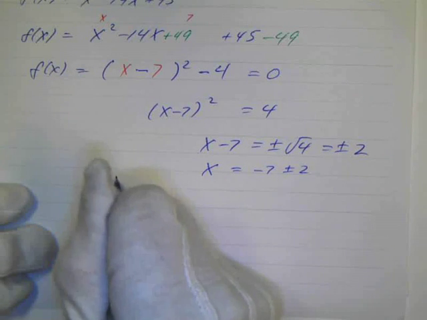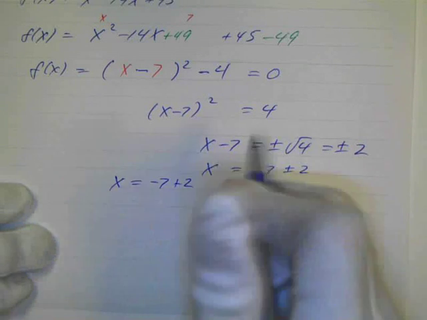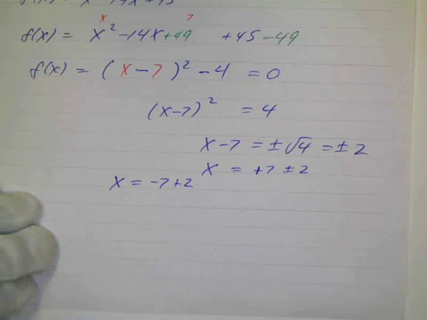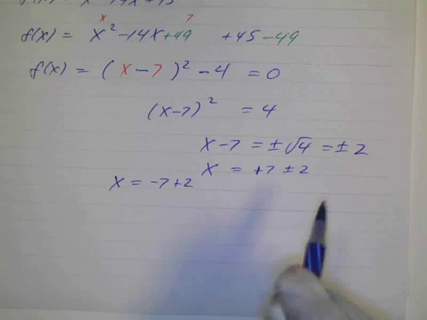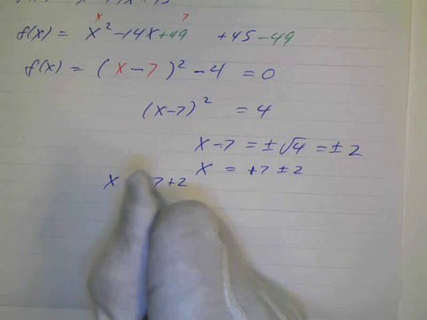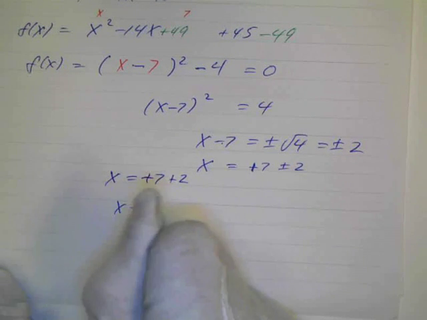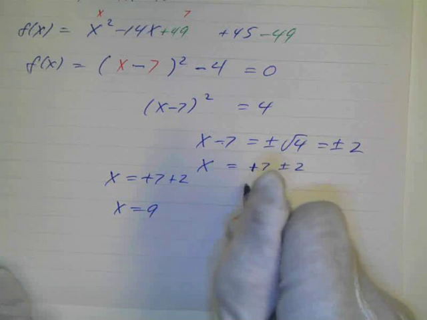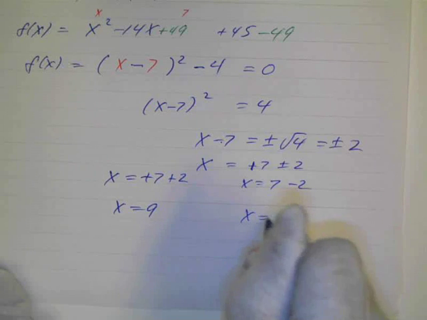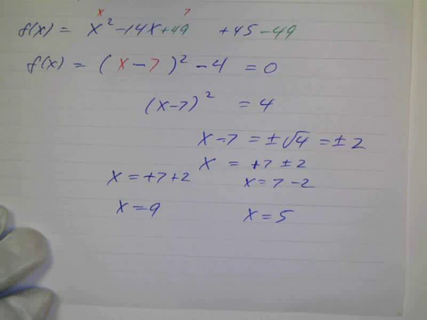Oh, I'm sorry, I add 7, pardon me. Excuse me, add 7 to both sides. A little hurry here, excuse me for that. So we add 7 to both sides. So we have 7 plus 2 is 9. And then 7 minus 2 is 5, so x equals 5. So those are our two possibilities. Or those are our two x-intercepts, I should say.